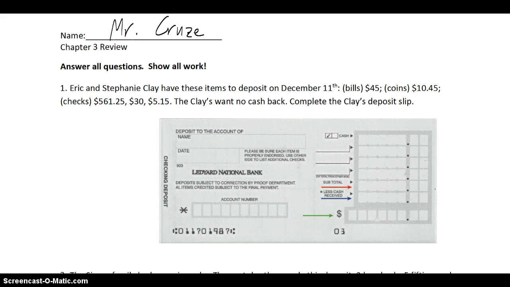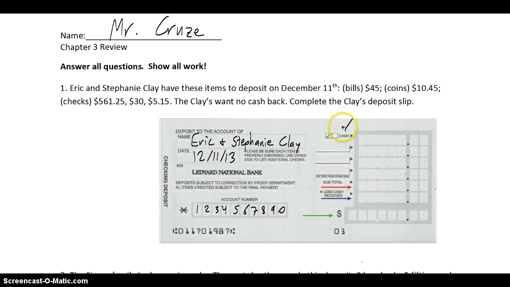Number 1 says Eric and Stephanie Clay have these items to deposit on December 11th. So we have Eric and Stephanie Clay. They've got some bills to deposit. They've got some coins, right? And then they've got a few checks. So we're going to go ahead and deposit all this stuff. The account number I could care less about. Obviously, if this were your bank account, you would have your bank account number.